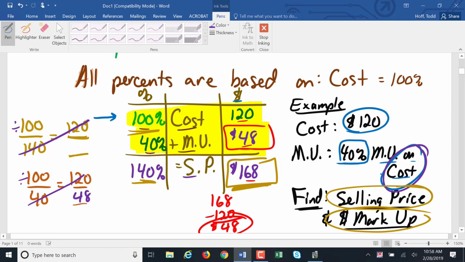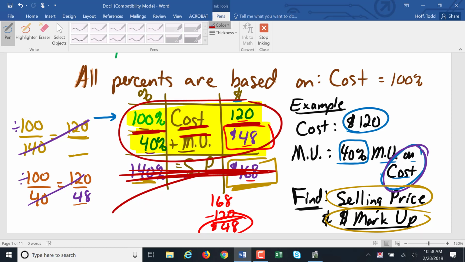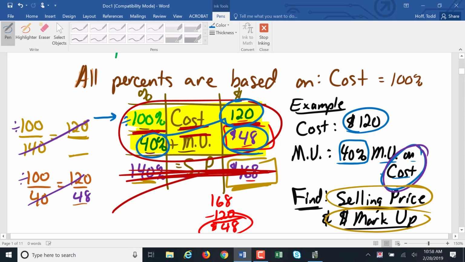One thing you might notice is that if we ignore this bottom row, this table actually is a proportion. Here's my ratio on each side. I have 100 over 40, and on the right side I have 120 over 48. If I think of the middle as a big equal sign, that's a proportion. And I can simply cross multiply and divide right within that. 40 times 120, and then divide by the 100, would have given me the 48. That's what we're going to do from now on: we're just going to work right within that table, cross multiply and divide.